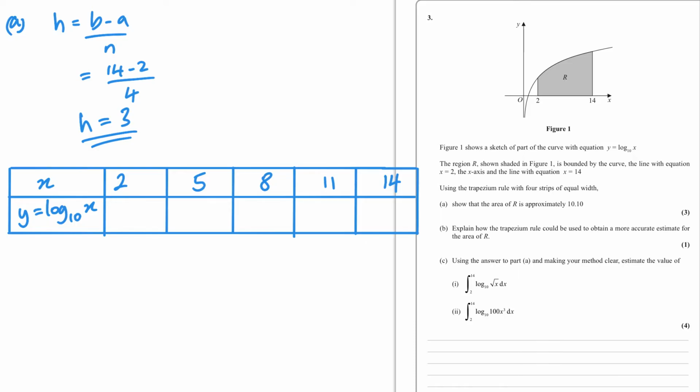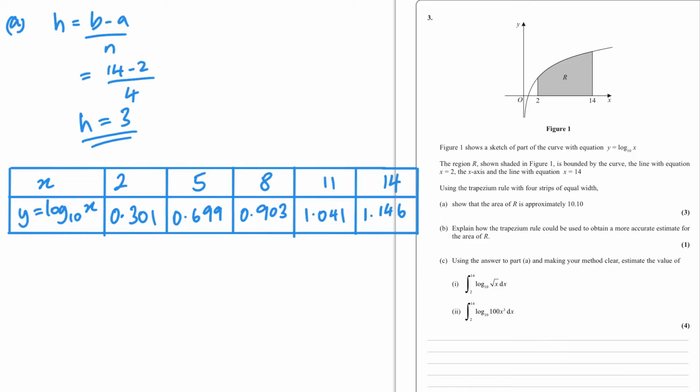Now I need to substitute those values of x in to find the values of y. So I'm going to do that now. Just remember, you're using your calculator, log 10 or log to the base 10 of 2, log to the base 10 of 5, and so on. Now in the question you can see it's the 2 decimal places, so I've gone to 3 decimal places here in my table.